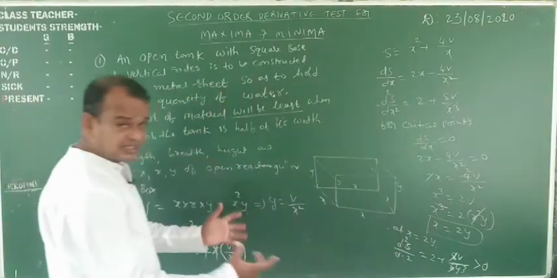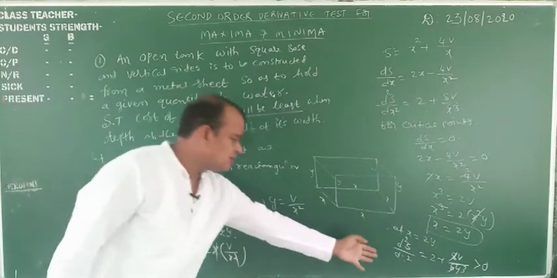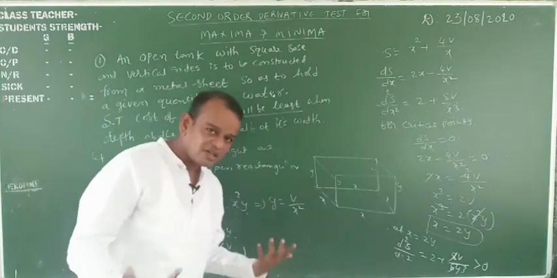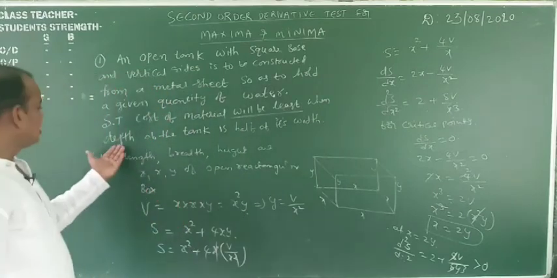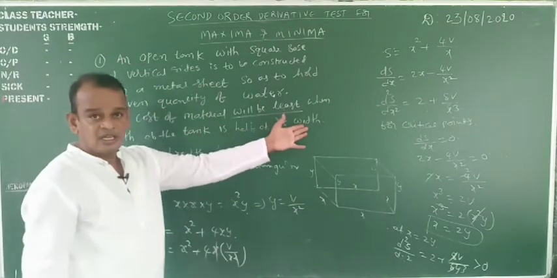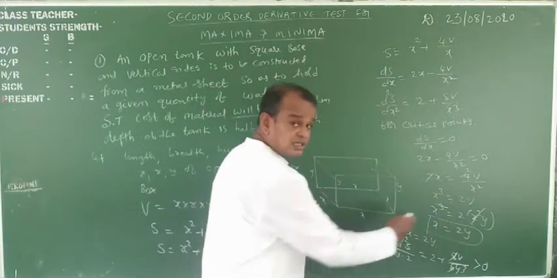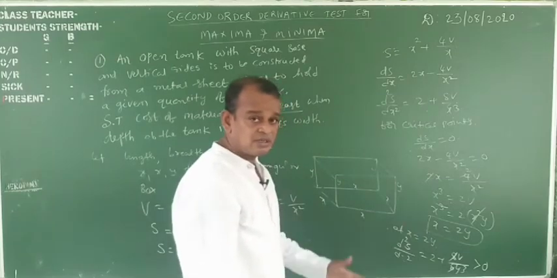Clearly observe the width. Here, what is the given? The cost of the material will be least. Okay, this is surface area is least, means cost will be least when the depth of the tank, depth means height, is half of its width. Therefore at x is equal to y, cost is minimum.